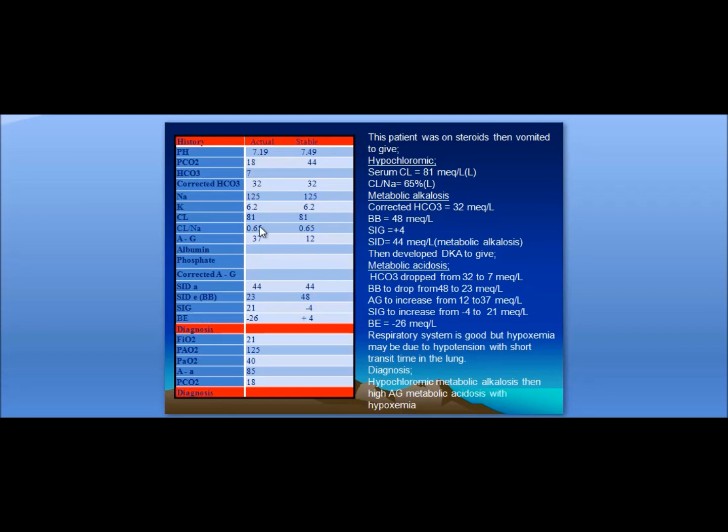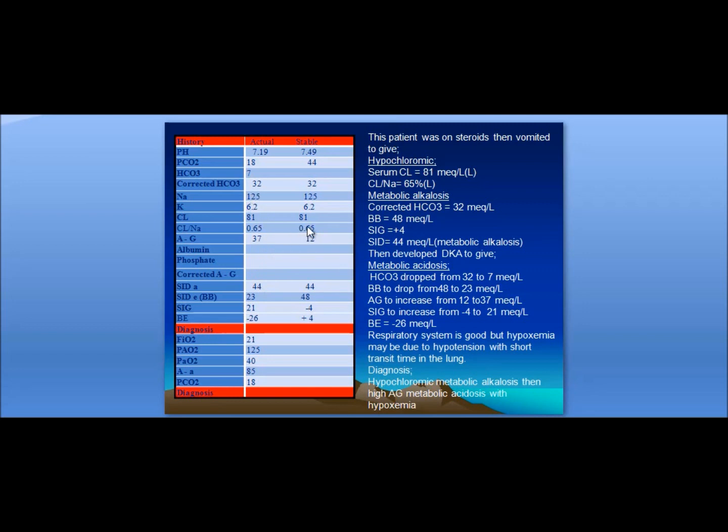The second item to study is chloride. Look at chloride, it's low, 81. Chloride to sodium, instead of being 74, it is 65%. So it is hypochloremic. Look at strong ion difference, metabolic alkalosis more than 40, and look at the corrected bicarbonate 32. From these data, it's clear that this patient was having hypokalemic metabolic alkalosis. And then what happened?